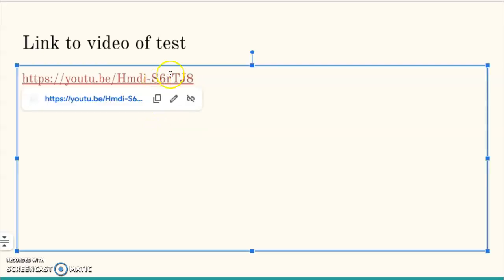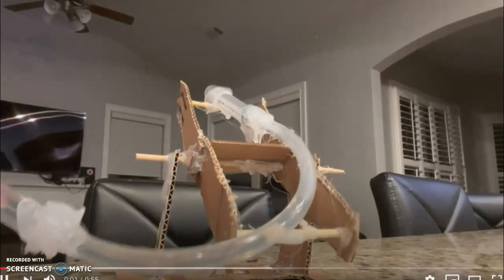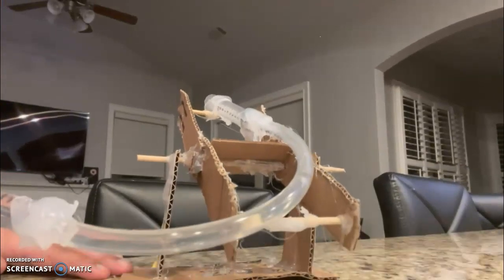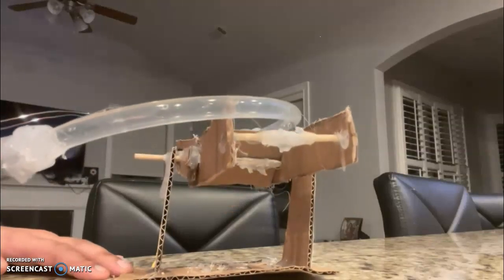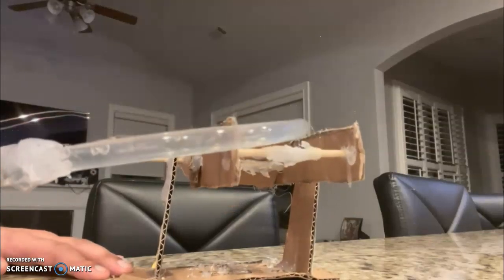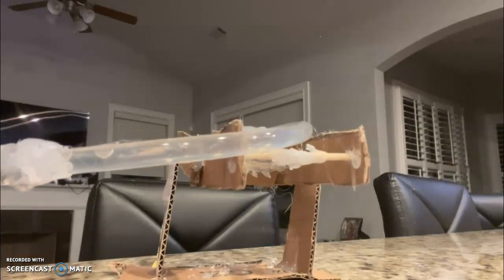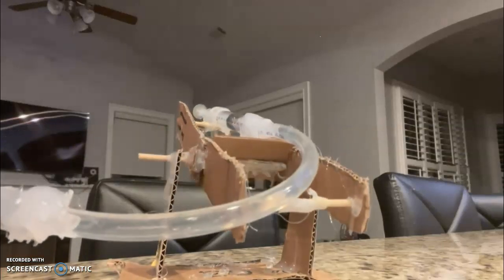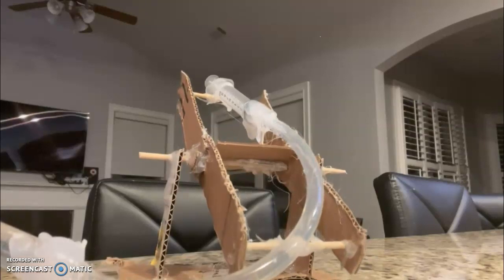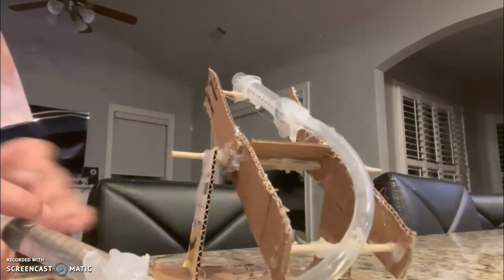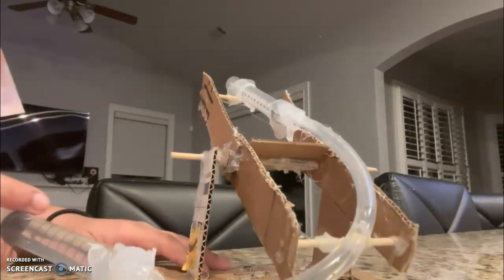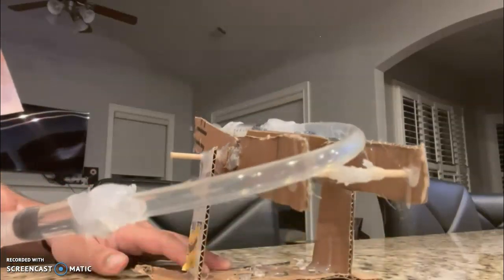And here's the video of my testing. So here you can see that I'm moving it up by pushing the water, and then now I'm going to start to pull the water back, and it's moving the arm down because the weight of the water moves it down. I'm going to do it again.